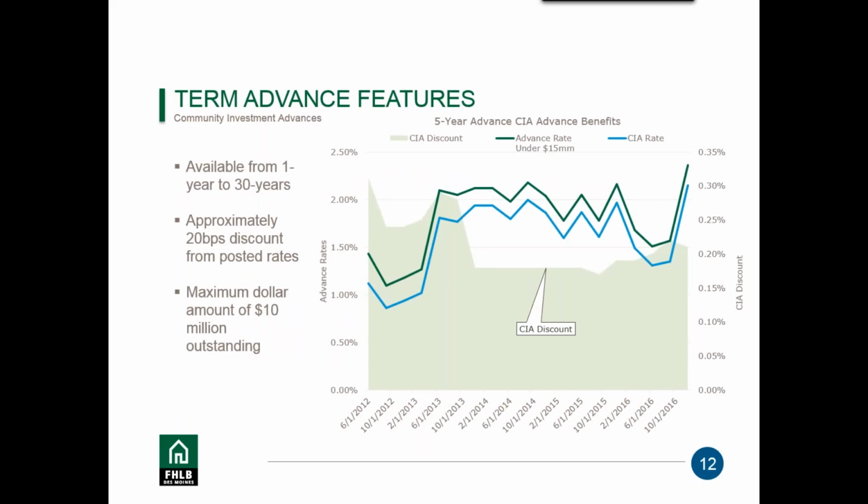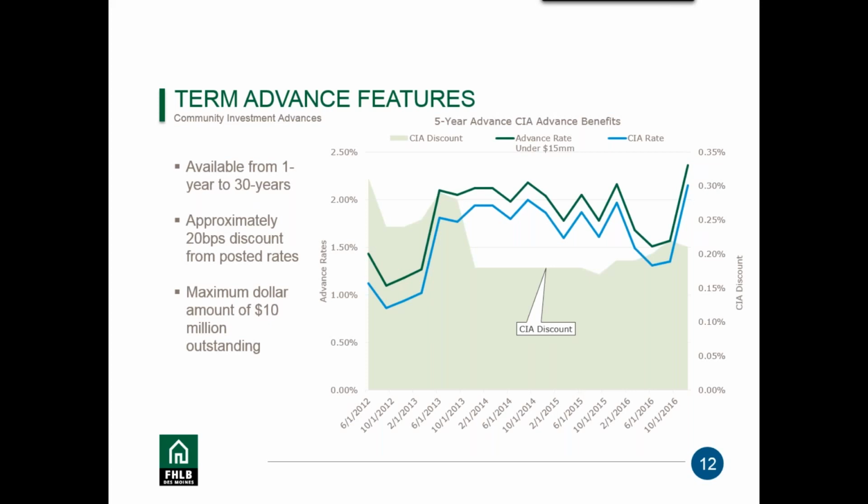So as you can see from this graph of historical 5-year advances, there is a discount against posted advances that's typically on the order of 20 basis points or so. Many members view the CIA program as really the preferred first line for any term advance usage. So this graph, again, 20 basis points of variance with normal pricing, kind of piques our curiosity.